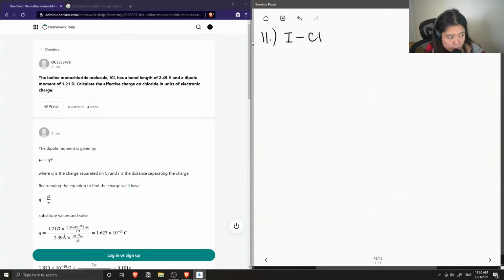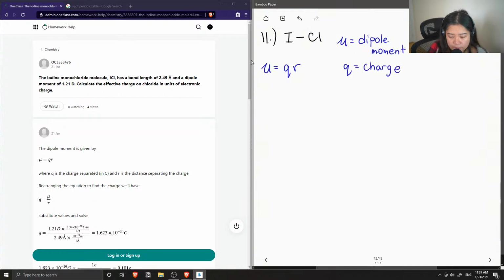Okay, so to do this, we're going to use the equation for dipole moment. So it's just denoted as this μ is equal to QR. So this is our dipole moment. Q is the charge, and R is the distance separating the charge.